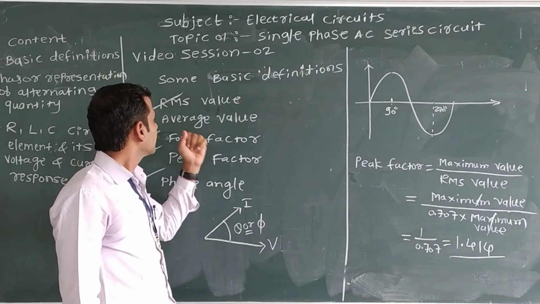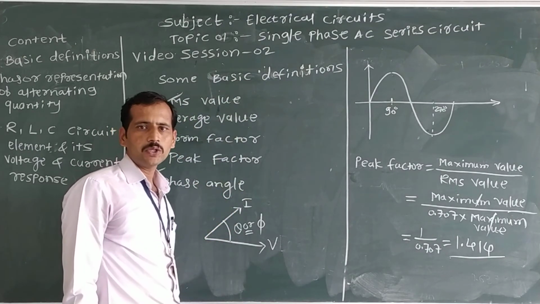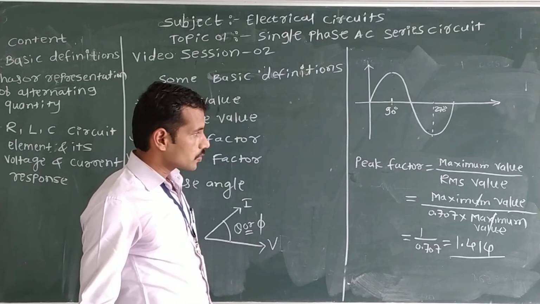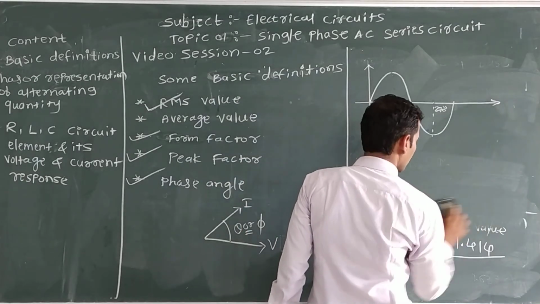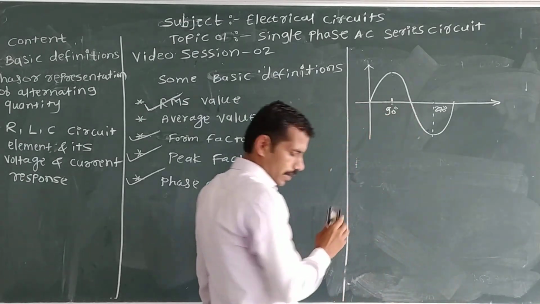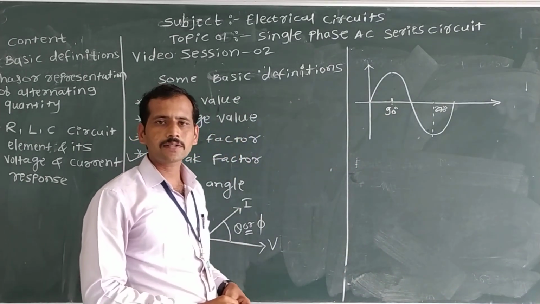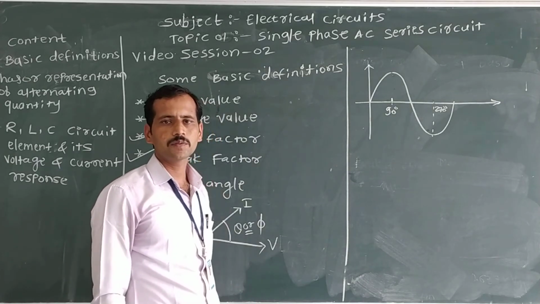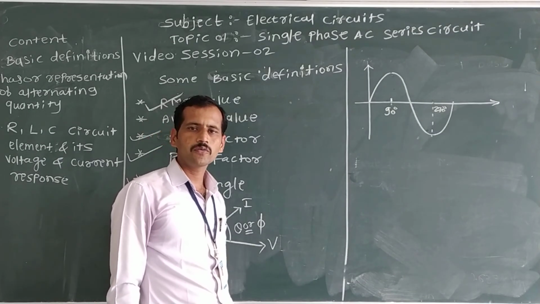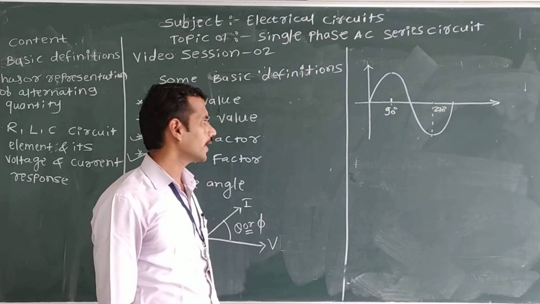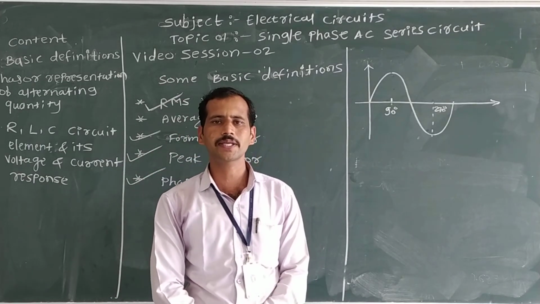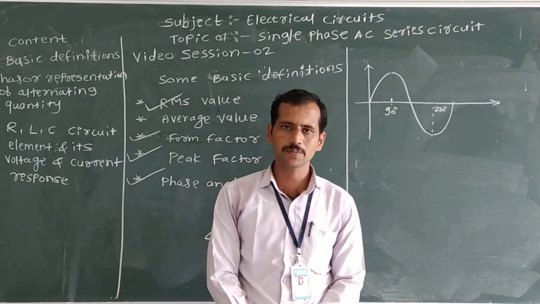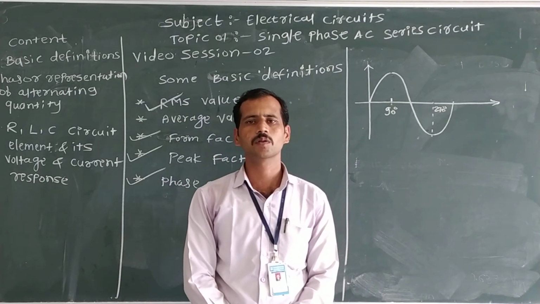The first definition is RMS value. RMS value is that value of DC current which, when flowing through a given circuit for a given time, produces the same amount of heat as produced by the alternating quantity for the same circuit for the same time.